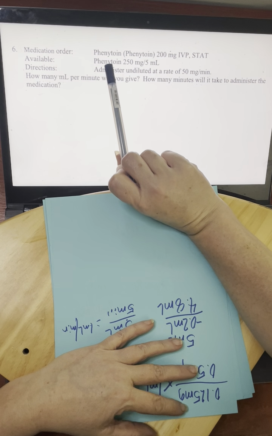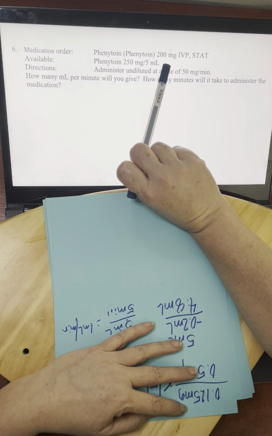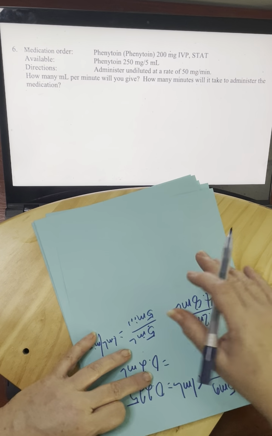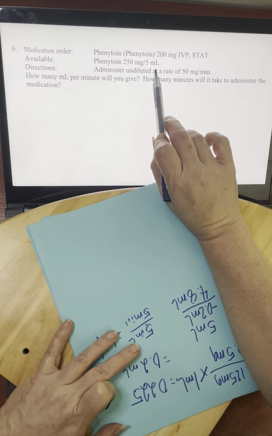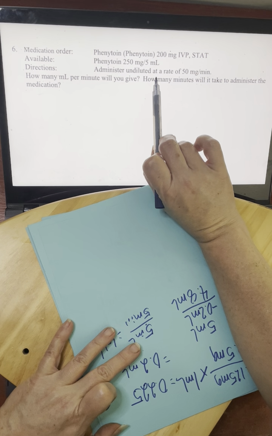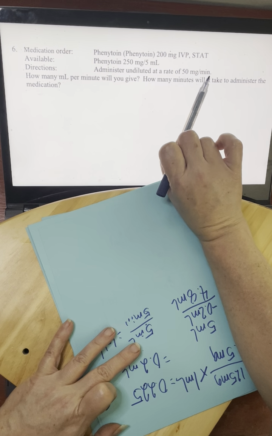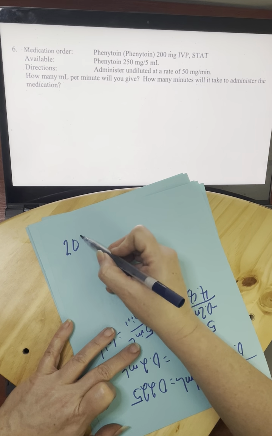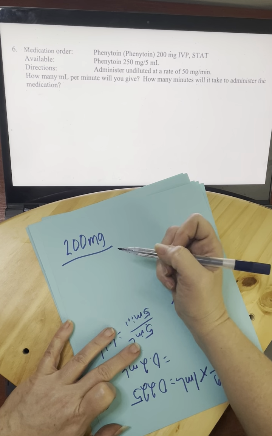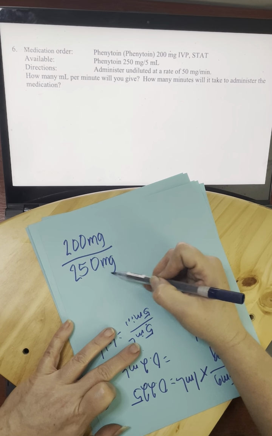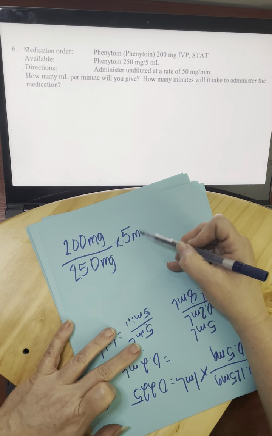But anyway, so phenytoin 200 milligrams IV push stat. And what we have is phenytoin 250 milligrams in 5 milliliters. And we have to administer it undiluted at a rate of 50 milligrams a minute. So let's just stop right there. What the provider wants is 200 milligrams. What we have is 250 milligrams in 5 mLs.